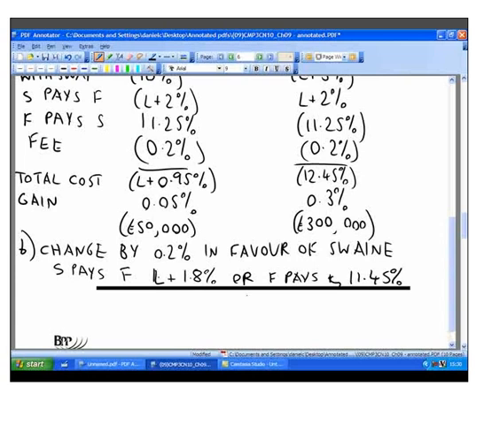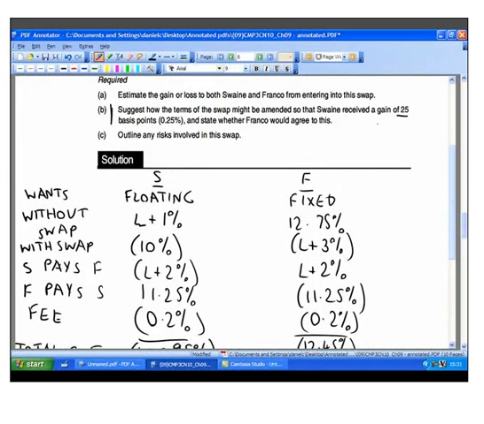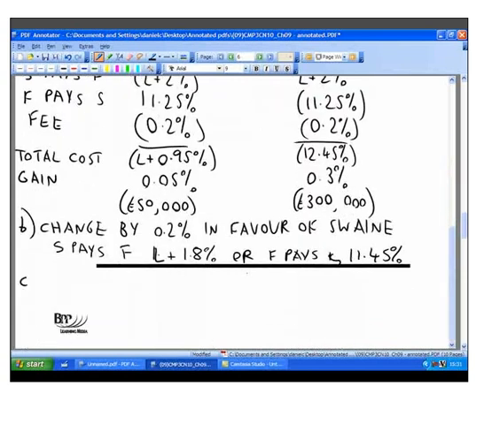And then finally, what are the risks involved in this swap? Well, the most obvious risk involved in this swap is counterparty risk. If, for example, Franco were to go bust, then the swap would unravel and Swain would be left with the type of debt they don't want. They would be left paying the 10% fixed rate that they're trying to get away from.